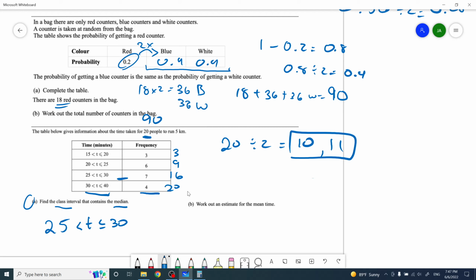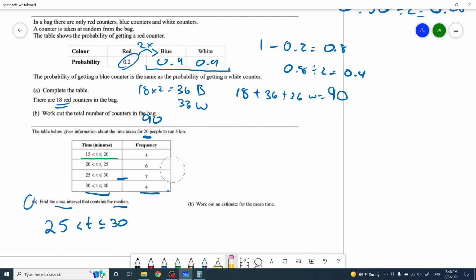All right, so next we need to work out an estimate for the mean. So to find the mean of these, first, what we need to do is find the midpoint, or in other words, what number is in the middle here. I call this my cumulative frequency, adding up as I go along. I'm just going to look at my normal frequency now. So I'm going to take my midpoint. The number between 15 and 20 is 17.5. Here, 22.5. Here, 27.5. And here, between 30 and 40, just 35.